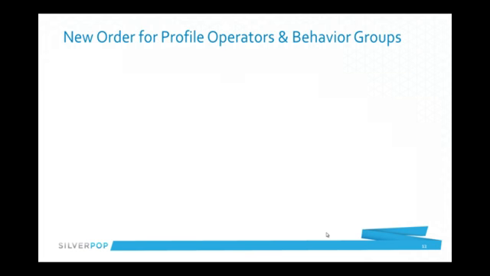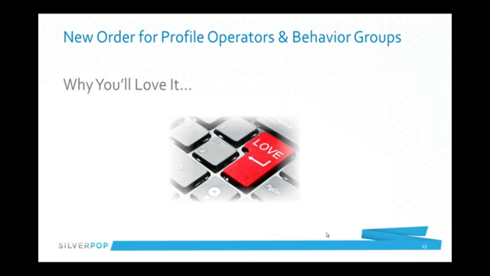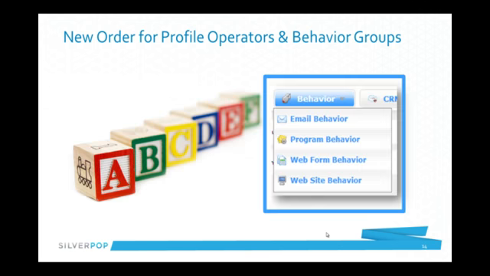And finally, let's look at the ordering changes that we made for behavior groups and profile operators. You told us that finding operators when building profile criteria could be a challenge, making query building a longer, more laborious process than it needed to be. You'll love this because we listened and made some changes, and now we're ready to save you some time and effort. First of all, we changed the order of the behavior groups so that they better fit how you think and work, alphabetically, according to our research.